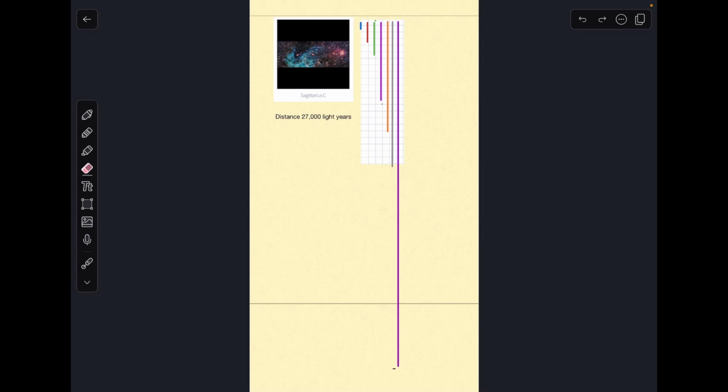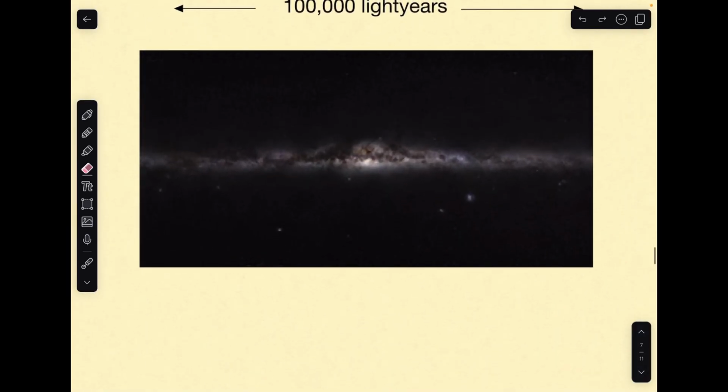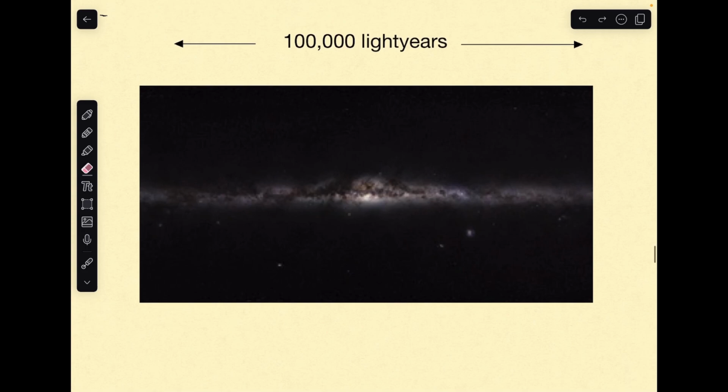This is the distance from our location to the center of our galaxy. So how big is the entire Milky Way galaxy, and how much space lies beyond it? Here's a photograph of the galaxy that we see from inside. The length of this picture represents the diameter of the galaxy. Astronomers estimate this to be over 100,000 light years.